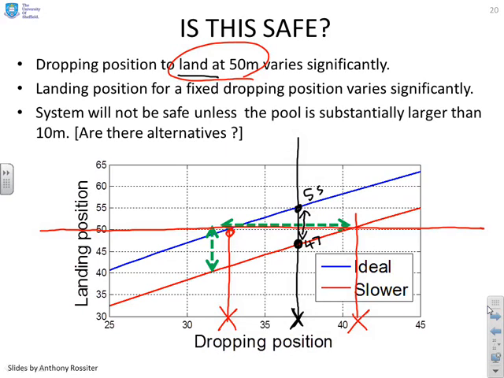And you can see what we've said at the top here. The pool is going to have to be substantially larger than 10 meters to make sure that people land in this pool of water. If there's an 8-meter variance in where they land, and then I need some gaps at each end to make sure they don't hit the ends, I'm going to need the pool to be something of this type of length in order for this ride to be safe.